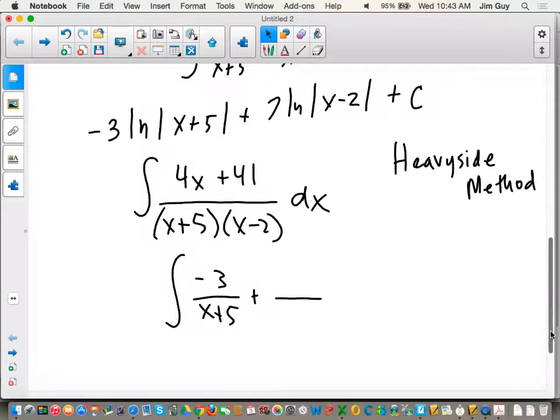Same story here. 2 is what makes that 0. Cover up the x minus 2. The book actually had a finger drawn covering it up. I thought that was so cool. But anyway, put 2 in there, 8 plus 49 divided by 7, you get 7. So 7 goes here.